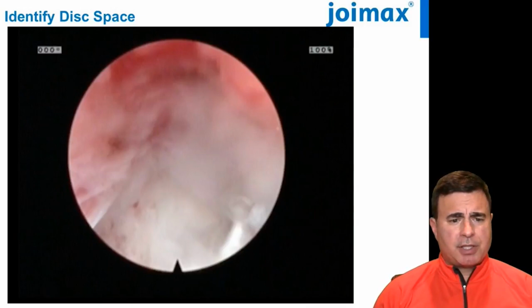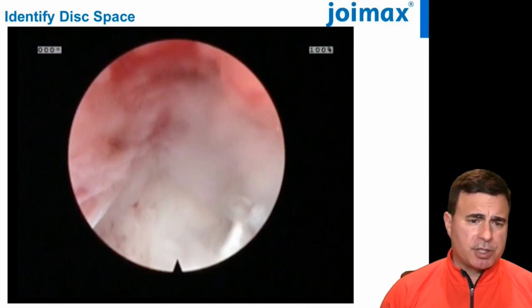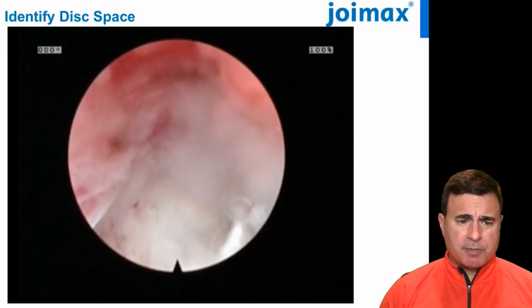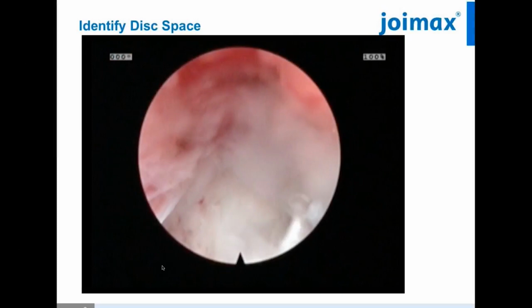People often ask me if this is an epidural procedure. Do you go in and internally decompress the disc? And I would tell you that the joimax procedure is completely different. Here you have a visualization of the nerve root and its relationship to the disc space, and you can see that we are clearly epidural. And here's the short clip.